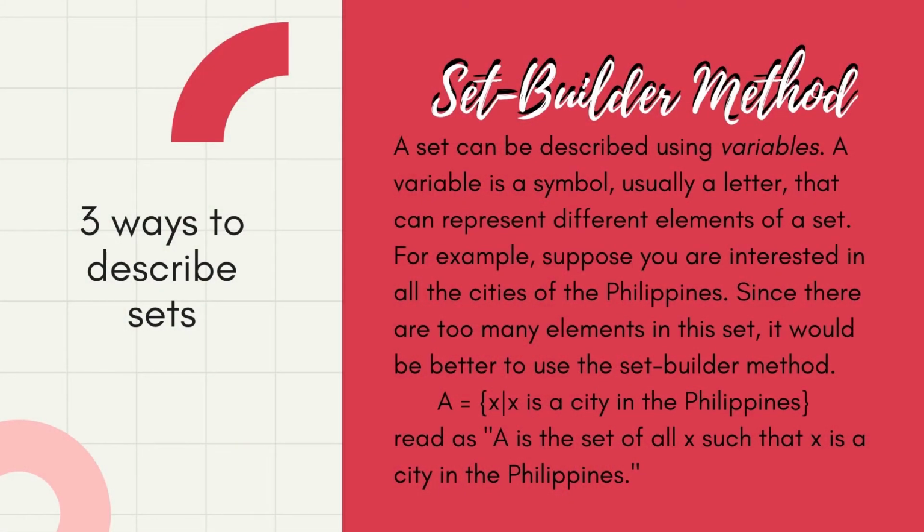The third way to describe a set is what we call the set builder notation or the set builder method. A set can be described using variables. A variable is a symbol, usually a letter, that can represent different elements of a set. For example, suppose you're interested in all the cities of the Philippines. Since there are too many elements in this set, it would be better to use the set builder method. As you can see on the screen, we have the proper way of using the set builder method. And that is read as A is the set of all x such that x is a city in the Philippines.